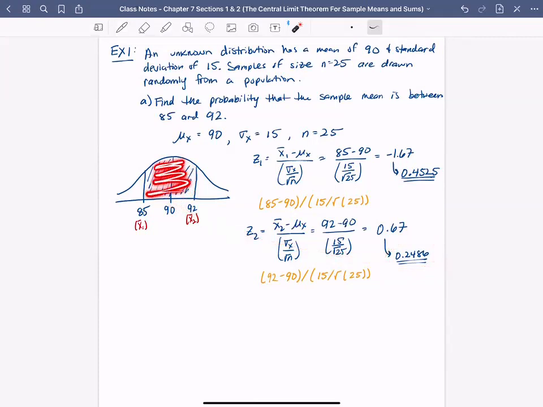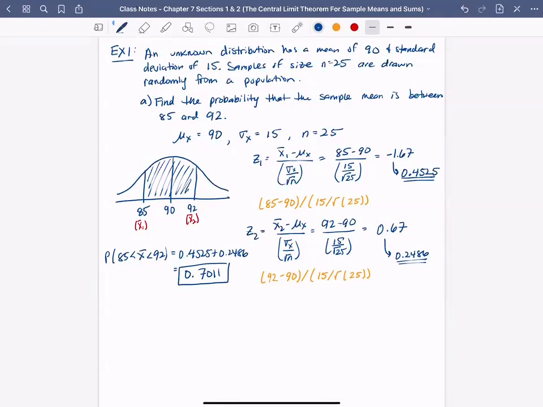We want both. So what are we going to do to these two values? We're going to add them, right? So the probability of us getting between 85 and 92 is 0.4525 plus 0.2486. We calculate this and we get 0.7011. This is the probability. Or we could also say it's a 70.11% chance that the sample mean is going to be between 85 and 92.